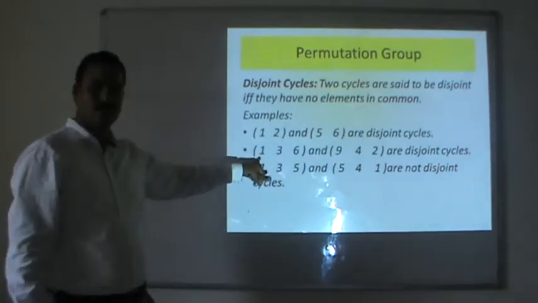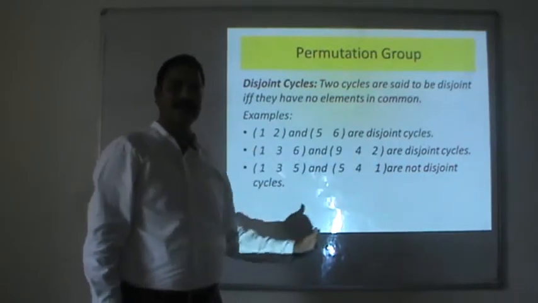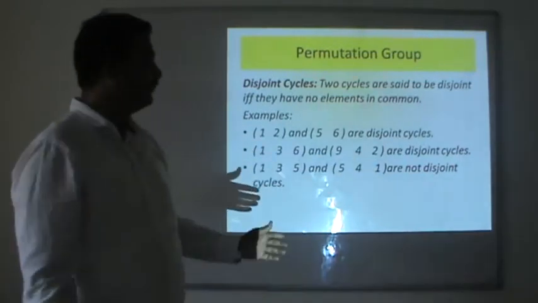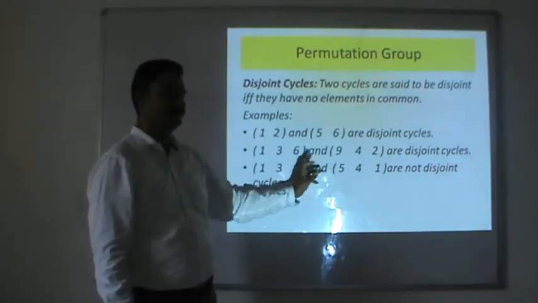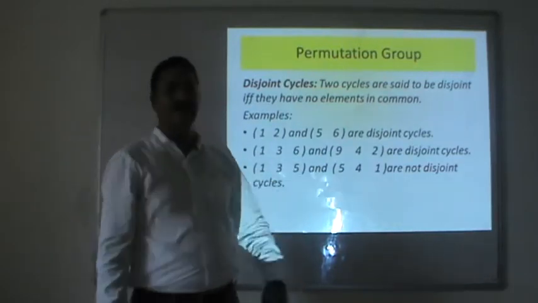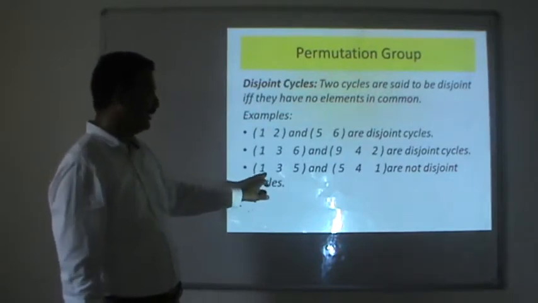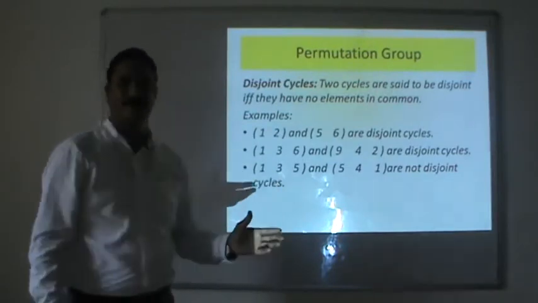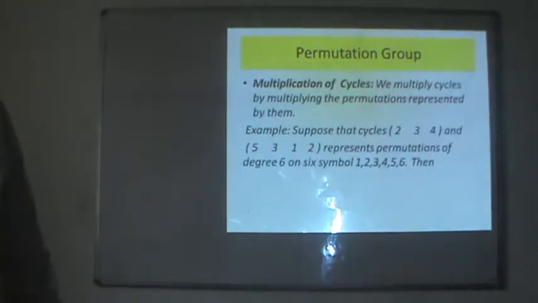The next example is (1, 3, 6) and the other cycle is (9, 4, 2). Both cycles have length 3, and both are disjoint cycles because there is no element which is common in both. But the third example, (1, 3, 5) and (5, 4, 1), are not disjoint cycles as they possess common elements, like 1 and 5. These two elements are common between these two cycles. So that's why they are not disjoint cycles.